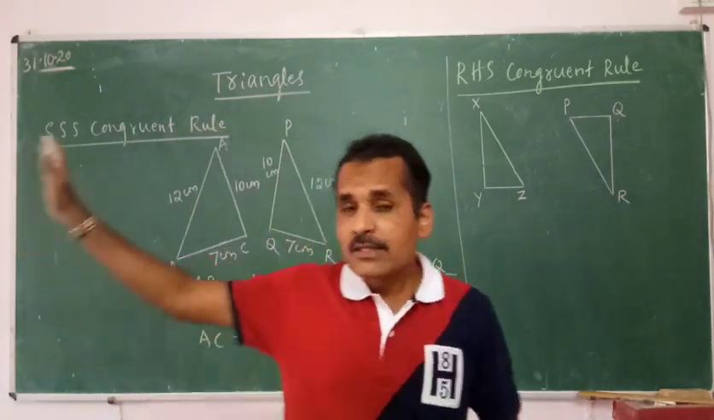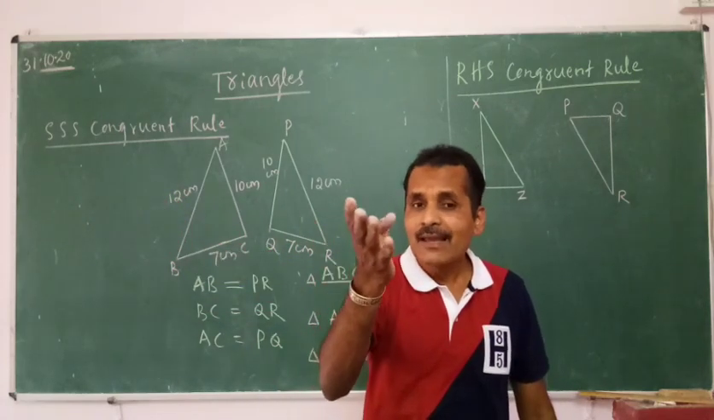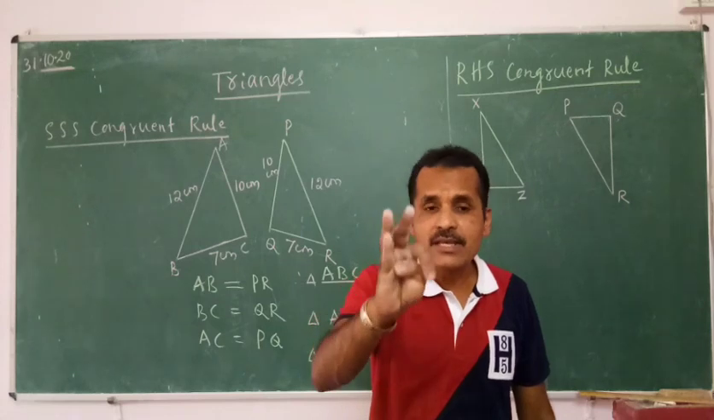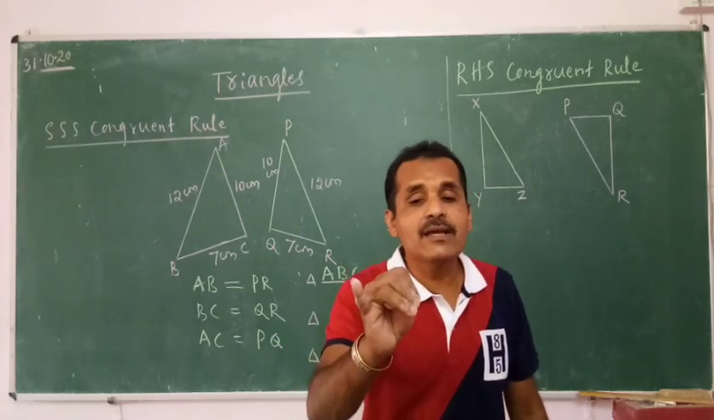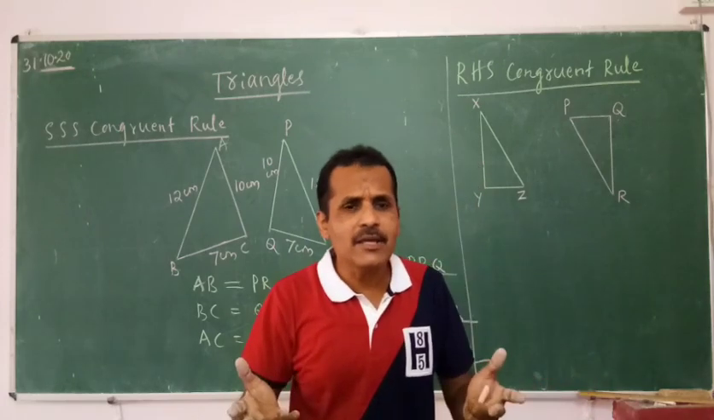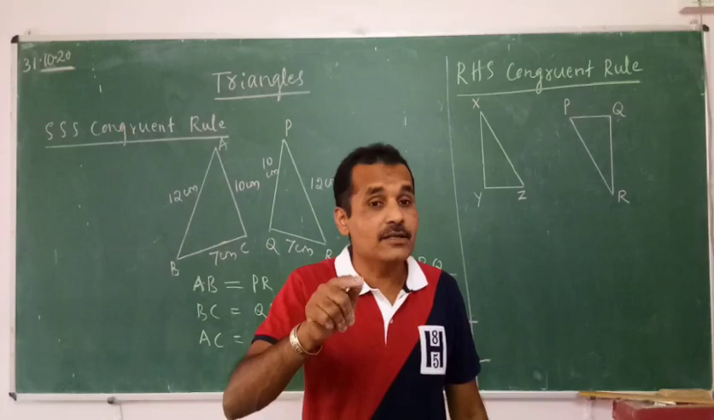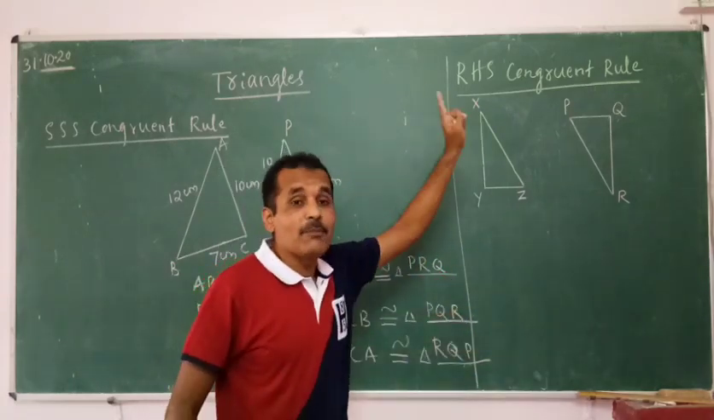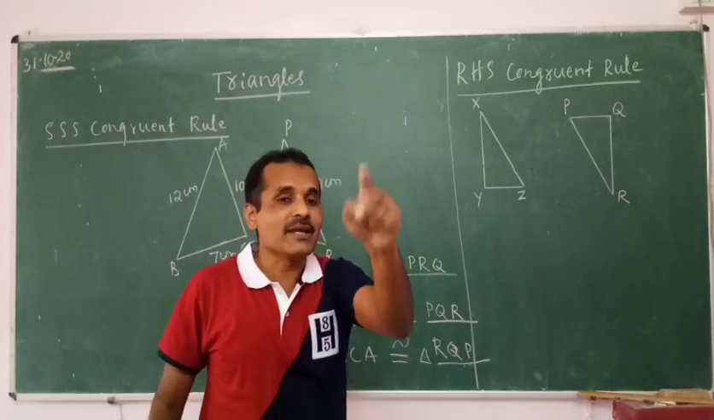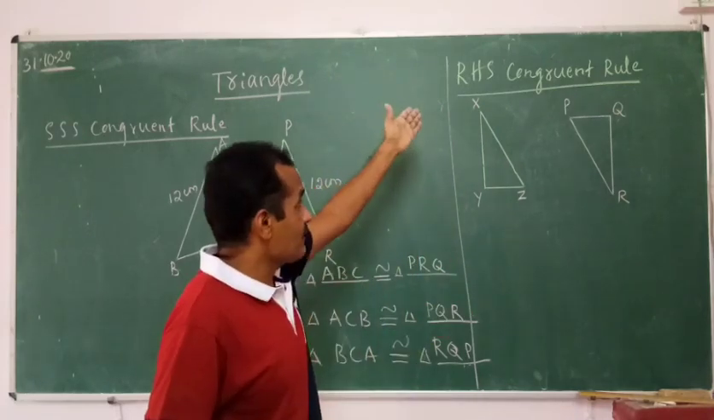My dear children, whatever I have told you earlier, it may be SSS, it may be SAS, it may be ASA, it may be AAS, all these can be applied to any triangle. Need not be a right angle triangle. But the RHS congruent rule can be applied only for a right angle triangle, not for other triangles. So what does it say?